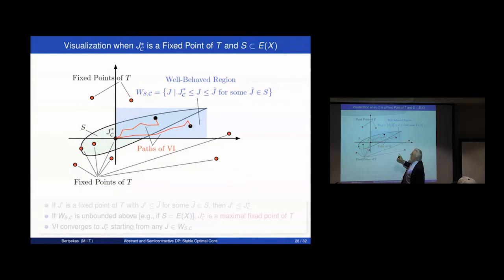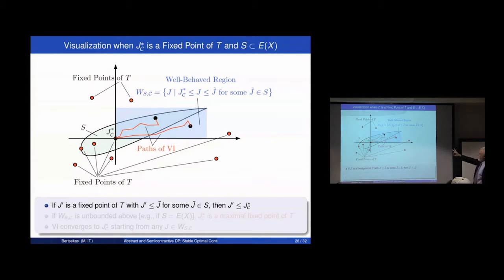And there may exist some fixed points also that are outside this, okay? Before we had S be the entire space. But there may exist some fixed points that are outside. The value iteration now has the property that if you start it within this blue region, you will converge to J stars of C. All of these are simple consequences of this one theorem that I gave.